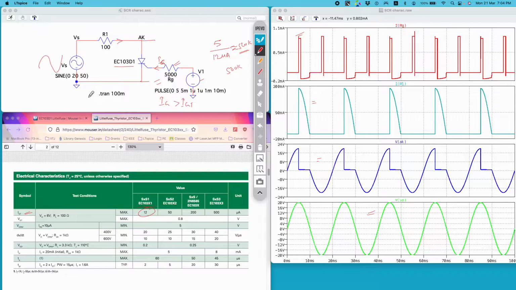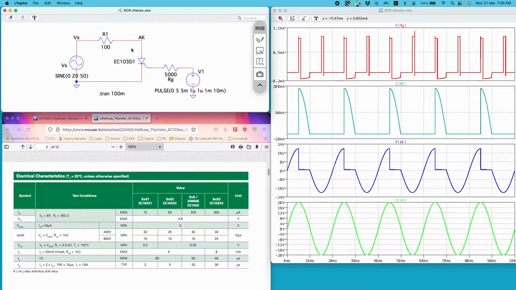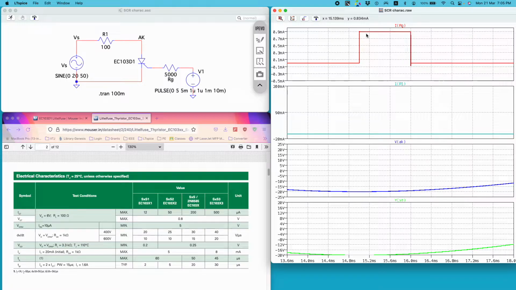Usually the maximum value of Ig is also mentioned, but in this data sheet it is not described. So I have selected a 5K value, but if the maximum value is mentioned, you can get a more precise value of this gate resistor. Now you can see I have around 0.9 milliamp going into the gate terminal.